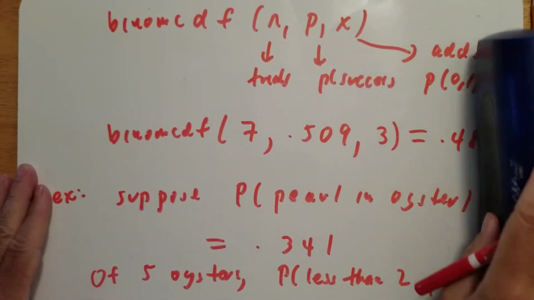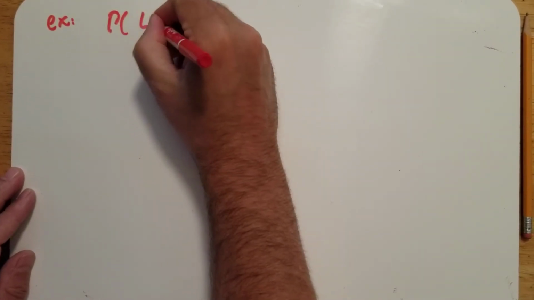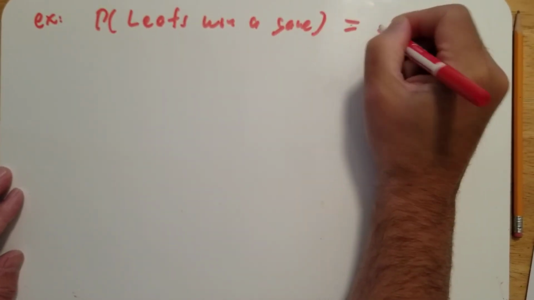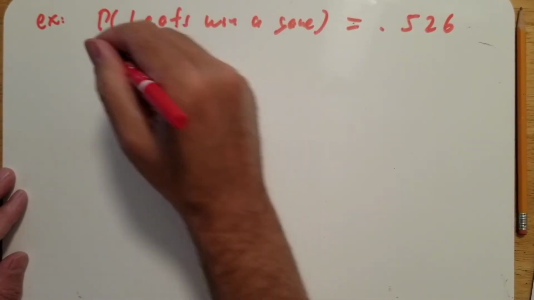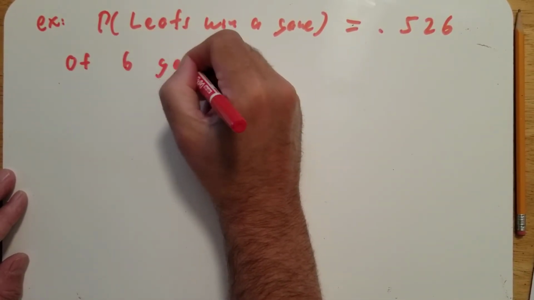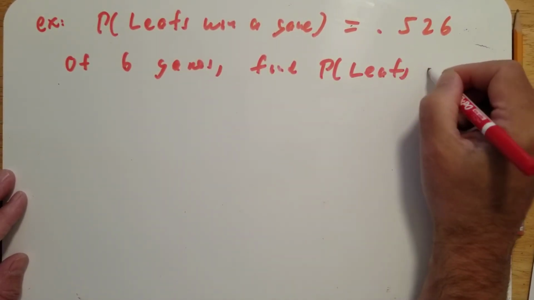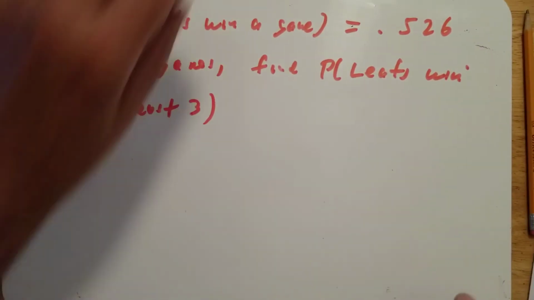Another type of question. There's 5 of these altogether, and this is the 5th one. It's something like this. Suppose the probability the Leafs win a game is 0.526, of 6 games. Find the probability the Leafs win at least 3.